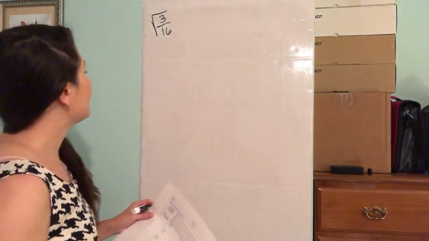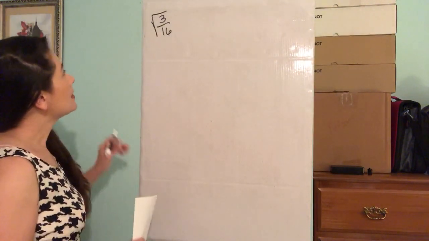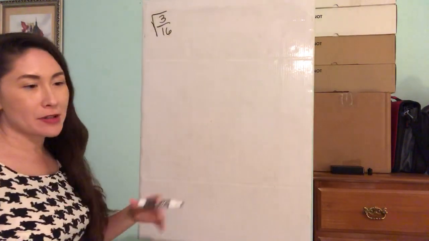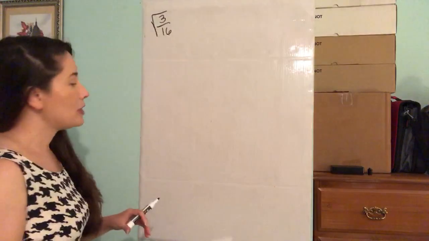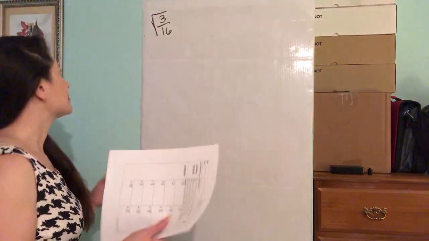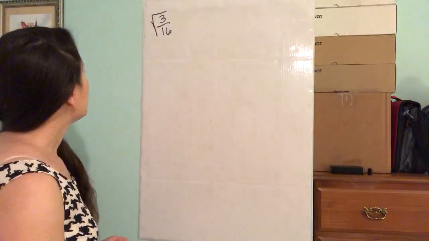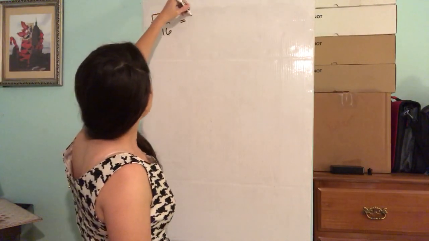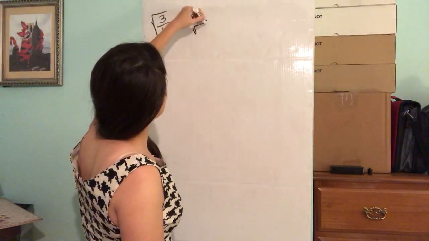Okay, so here we have the square root of 3 over the square root of 16, or the square root of 3 over 16, and we want to simplify it. So this is the square root of 3 over the square root of 16.